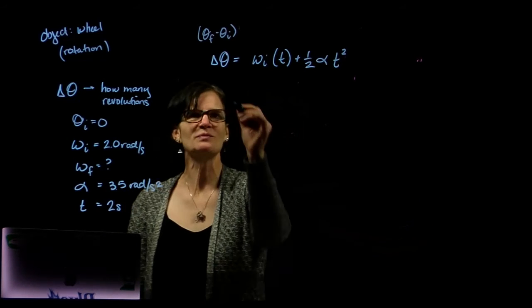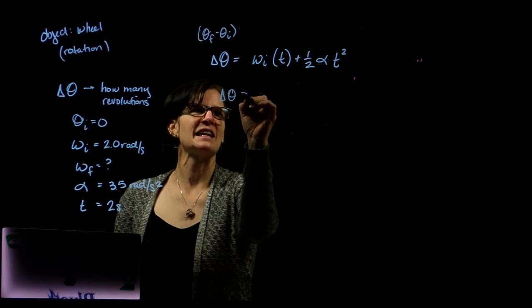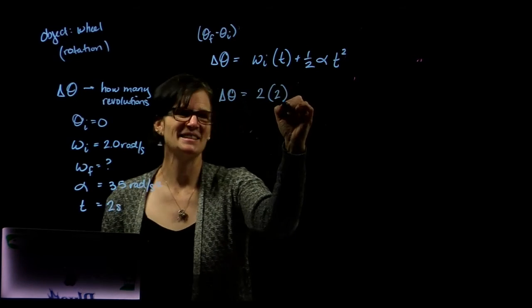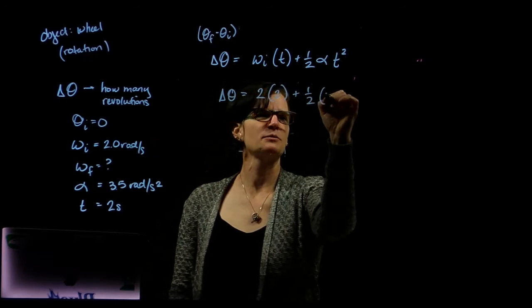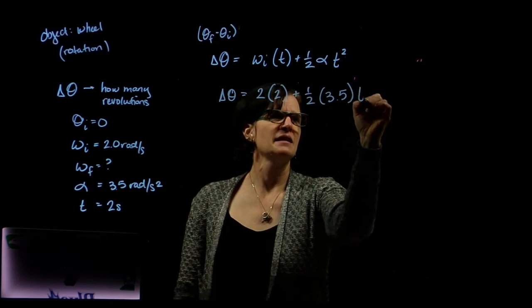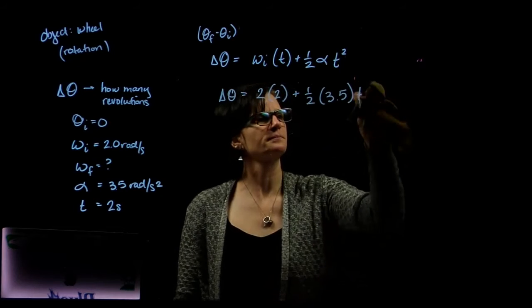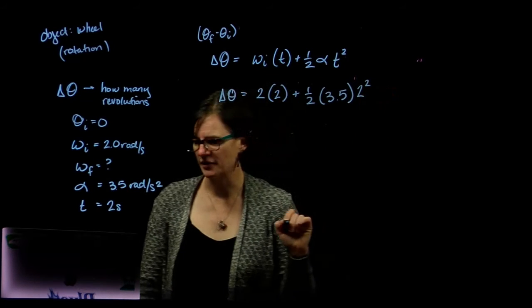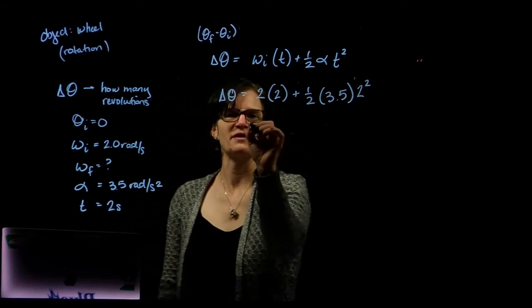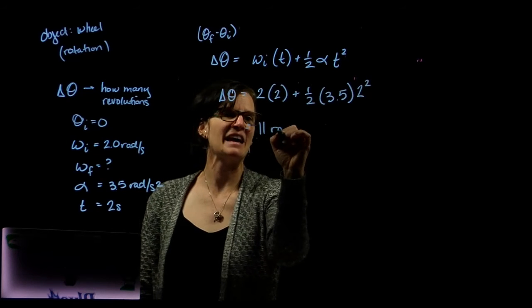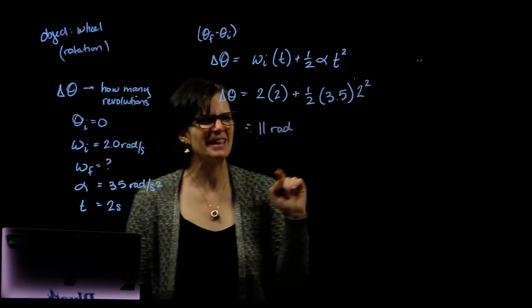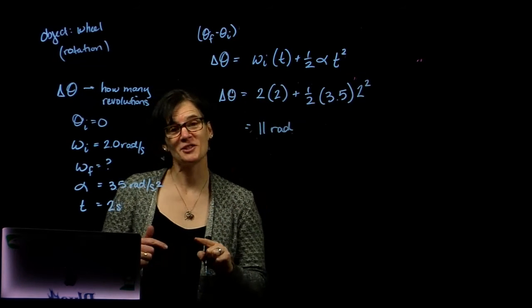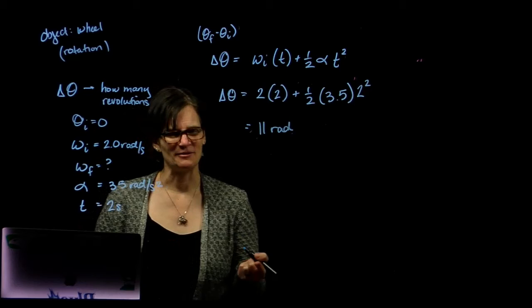So we have our delta theta, omega initial was 2, times 2 seconds, plus 1/2, and we're told that it's speeding up, times 3.5 times 2 squared. And so we find that our delta theta is 11 radians. But that doesn't tell me how many rotations, that just tells me the radians. So I have to do that conversion between radians and revolutions.